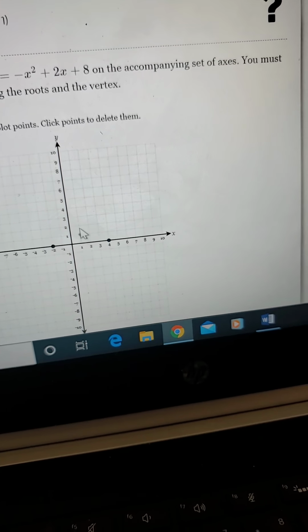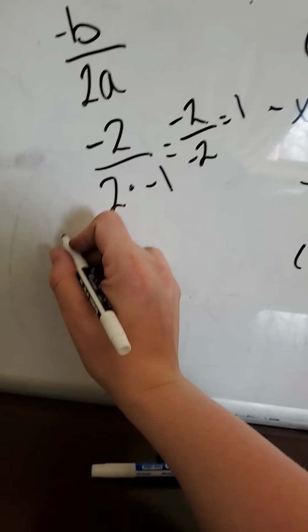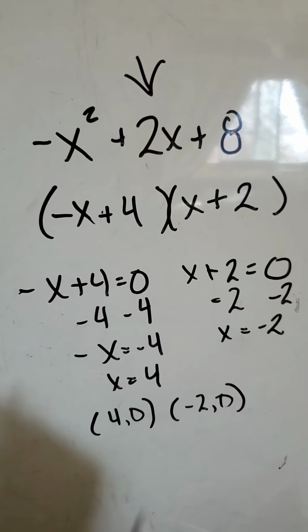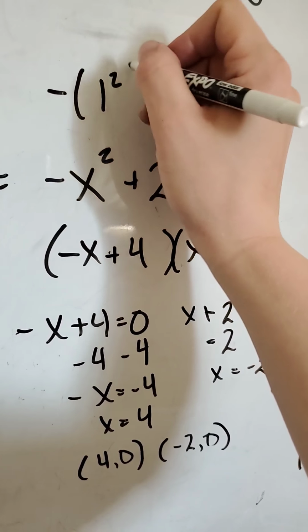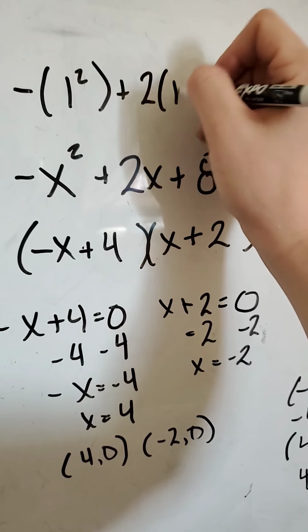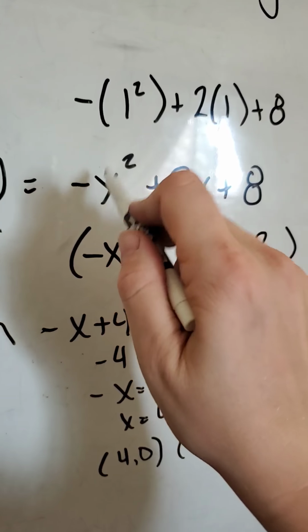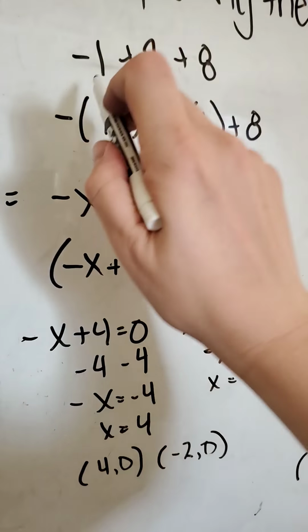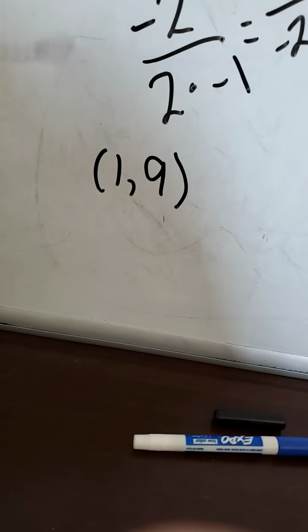Now the problem is x equals 1 is here, and that could be any of these points. We don't know, right? So we need to figure out what the y part of that coordinate is. So far we know 1. What is y when x equals 1? Well, we just go back and we plug in 1. So negative 1 squared plus 2 times 1 plus 8. Notice I didn't do negative 1 squared because this negative is on the outside here. So that's negative 1 plus 2 plus 8. Negative 1 plus 2 is positive 1. 1 plus 8 is 9. So this is the point 1, 9.